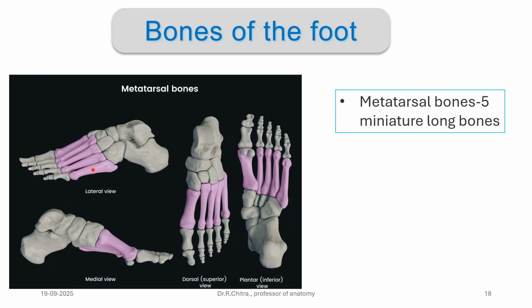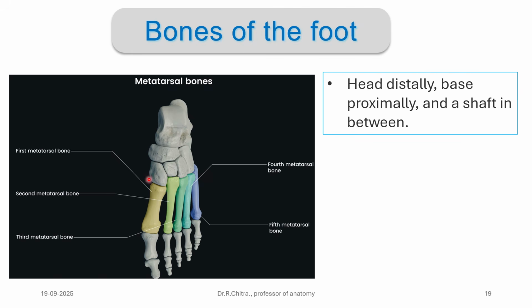Now the metatarsal bones. They are the same as metacarpal bones, miniature long bones. The distal end is called the head of the metatarsal, the proximal end is called the base of the metatarsal, and the intermediate part is the shaft. So in this we can appreciate the first metatarsal is the thickest and stoutest, and the second is the longest. Bases articulate with the distal row of tarsal bones. Heads articulate with the proximal phalanges.